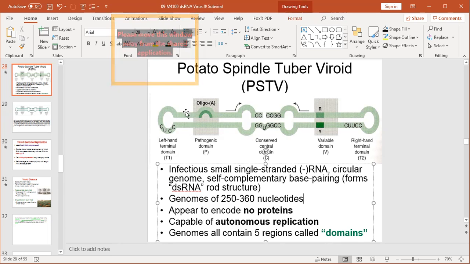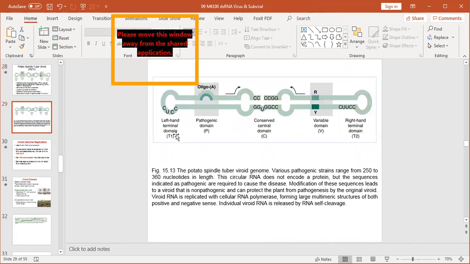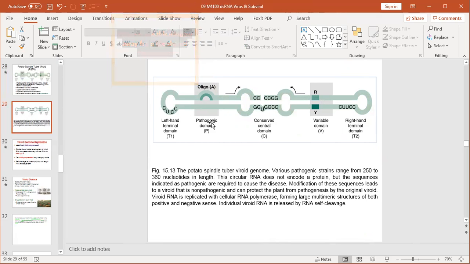And genomes all contain 5 regions. These regions are called domains. So let's take a look at them. We have the left-hand side region, the right-hand side region. On both ends, we have left and right-hand terminal domains, terminal 1, terminal 2. Then we have a region called the pathogenic domain, or P. In the center, we have a conserved central domain.